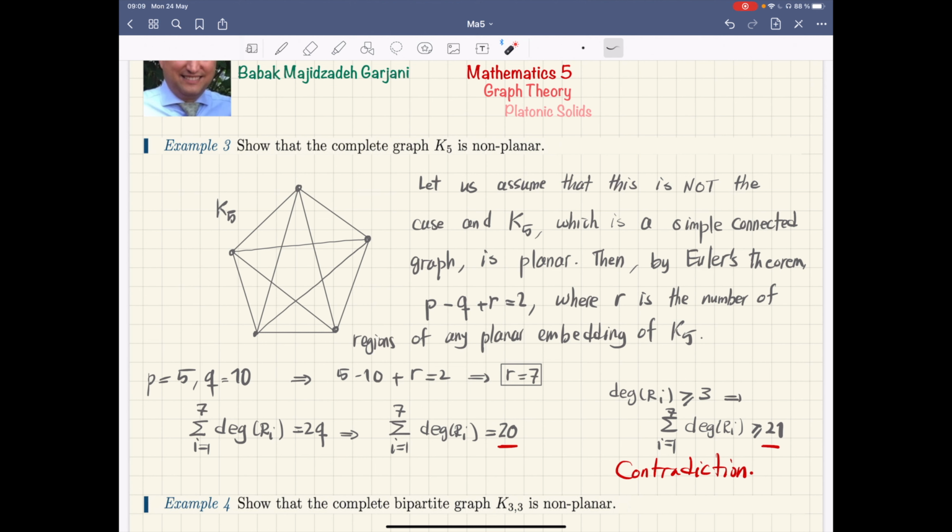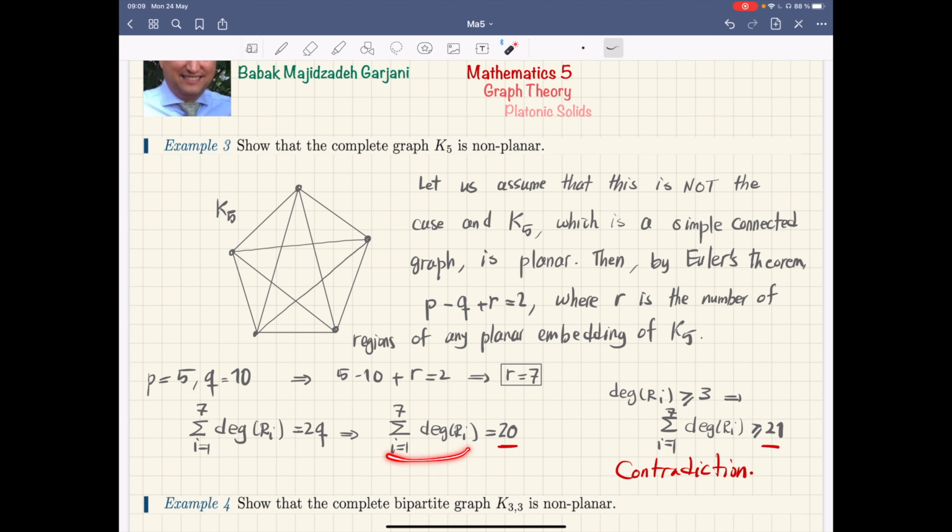But think: if you have a region in a planar and simple graph, the degree of each region is at least 3. If you want a degree 1, you should have a loop, but our graph is simple, so it's loop free. And if you want a degree 2 for your region, you have this situation, which is also forbidden because that's a multi-edge, and I am not allowed to have multi-edges. So the minimum degree of each region is 3.